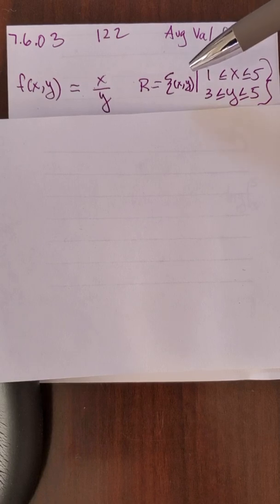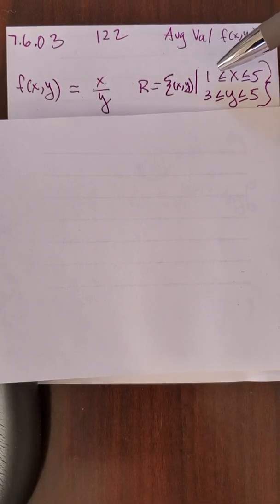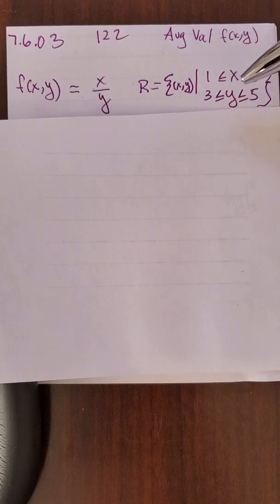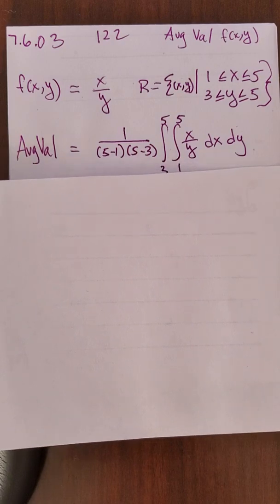And the region is xy, where x is between 1 and 5 and y is between 3 and 5. So obviously we're looking at a rectangle over here. And I want the average value that the function takes on for all the points inside that rectangle. That's a lot of points. So there is a formula for that.